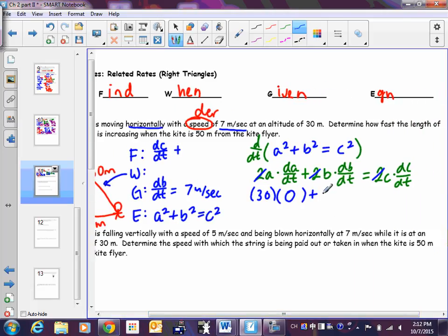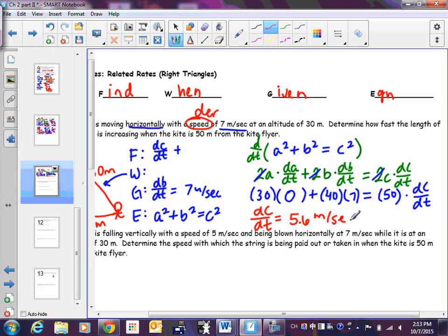Okay, B was 40. dB over dt, that was the one that was given. C is 50. And dC over dt is what we're looking for. So you can either use the solve feature, or you can crunch the numbers, use your calculator, or not. This really isn't that tough to do without. But you're going to solve for dC, and you should be getting 5.6. We're going to call it meters per second, because that's the units on the others.